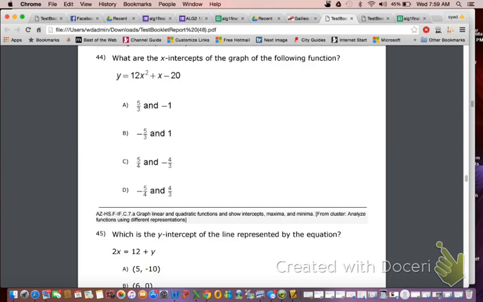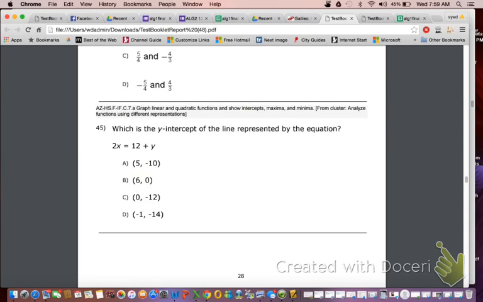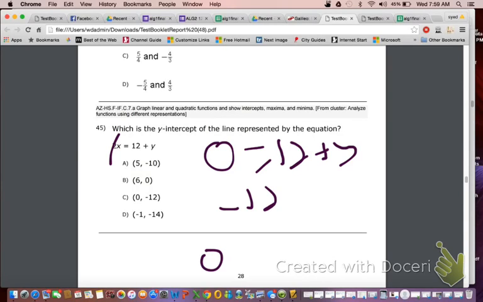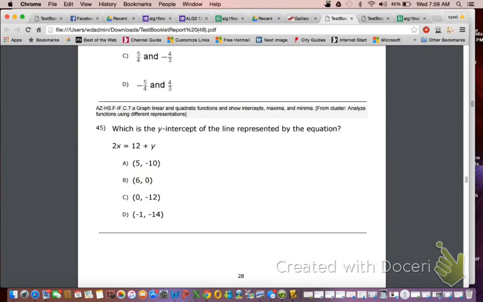Again, y-intercept occurs when x is 0. So x is 0 makes this 0. So y is -12. So (0, -12). That's going to get you pretty far. You know, the x-intercept occurs when y is 0. The y-intercept occurs when x is 0. It's always the opposite one.